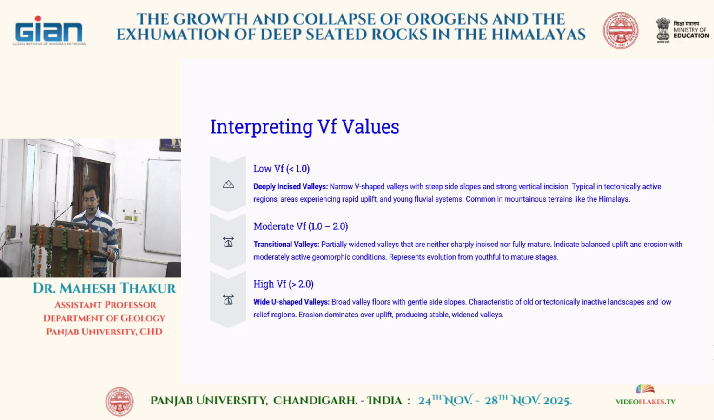So, interpreting VF values: low VF, that means less than 1, represents deeply incised valleys, narrow V-shaped valleys with steep side slopes and strong vertical incision. Typically in tectonically active regions, areas experiencing rapid uplift and young fluvial systems, common in mountainous terrains like the Himalayas, right? So for deeply incised valleys, the VF value will be less than 1.